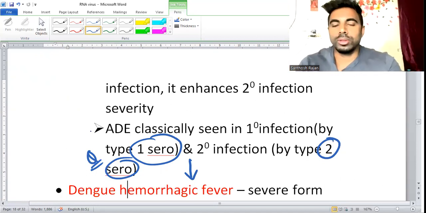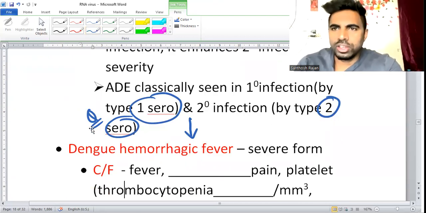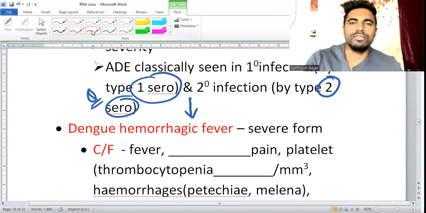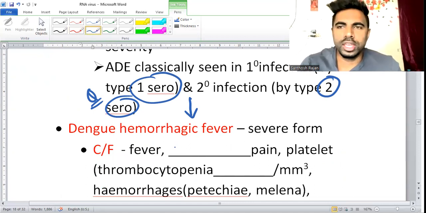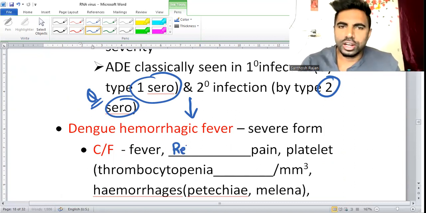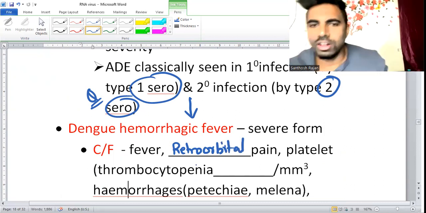So the patient ends up in dengue hemorrhagic fever. Apart from severe fever and body pain, there is a typical pain. Which region has this typical pain? Not joint pain. Joint pain is also there, but the typical characteristic pain is retroorbital pain, behind the eye. It is severe pain, and most of us who have had dengue will remember this.